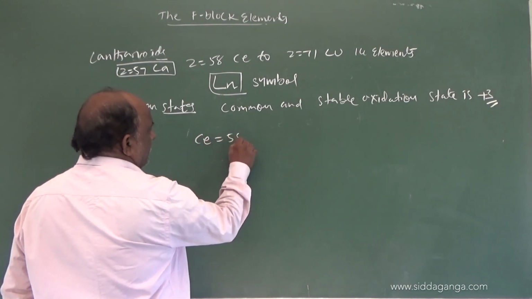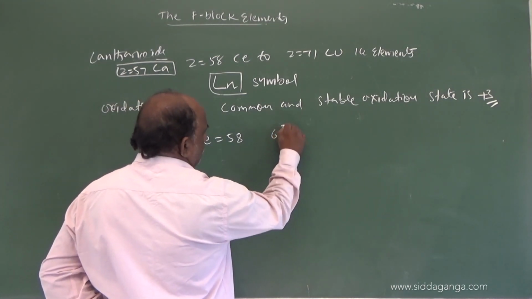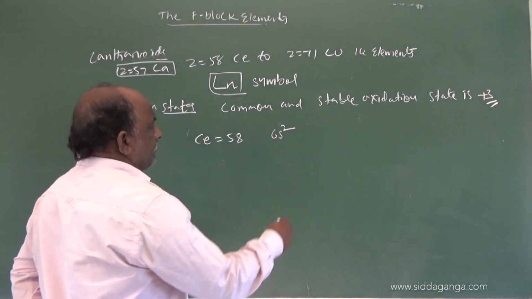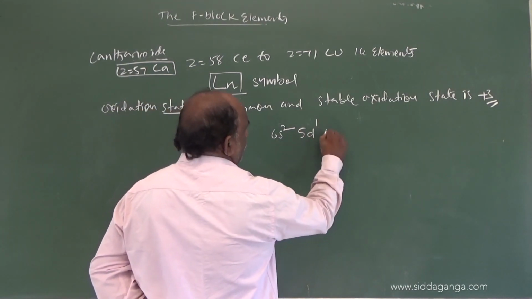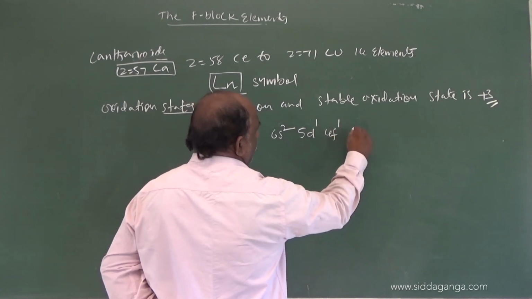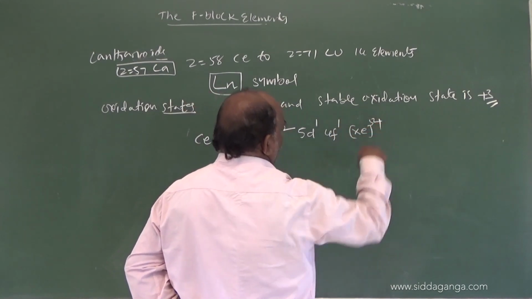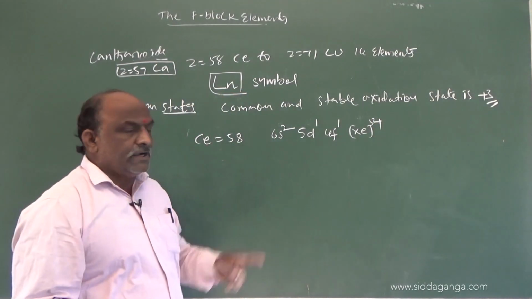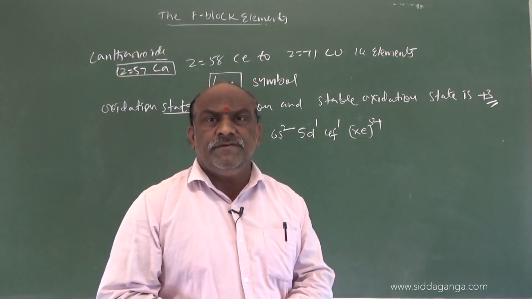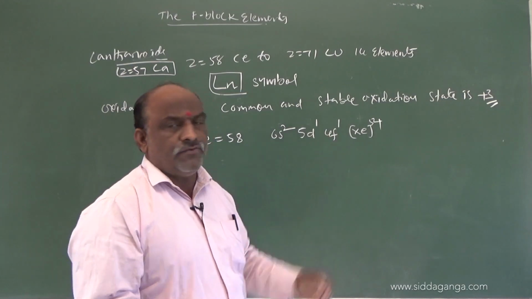Cerium, atomic number 58, electronic configuration is Xenon 6s2, 5d1, 4f1. It was the electronic configuration of cerium. Cerium atomic number is 58. We should write 6s2, 5d1, 4f1.